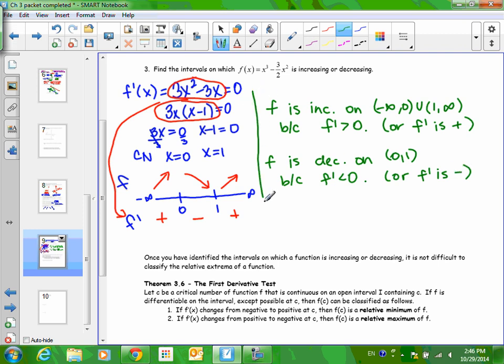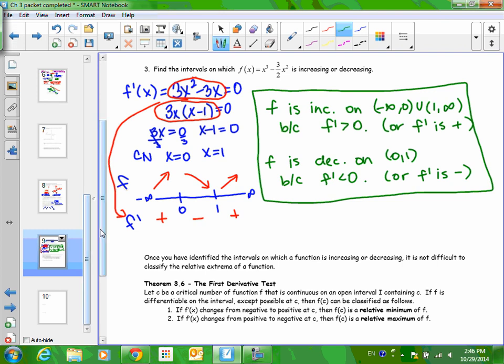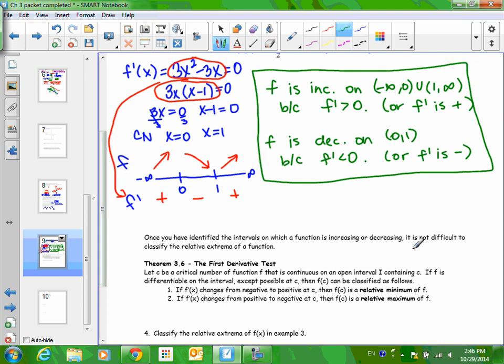So this right here is your answer. Anytime you're doing increasing and decreasing, you always want to write y. That's implied that you have to write that in this class. All right, now, once you've identified these intervals, you can actually figure out your relative max and min.